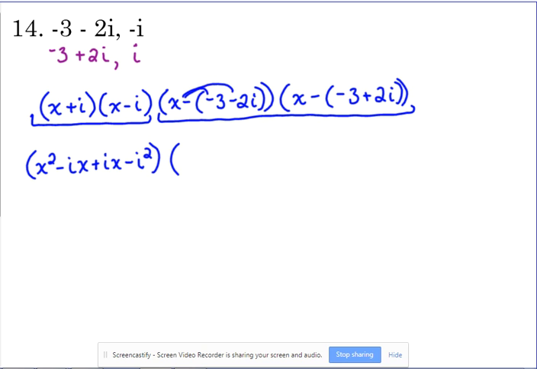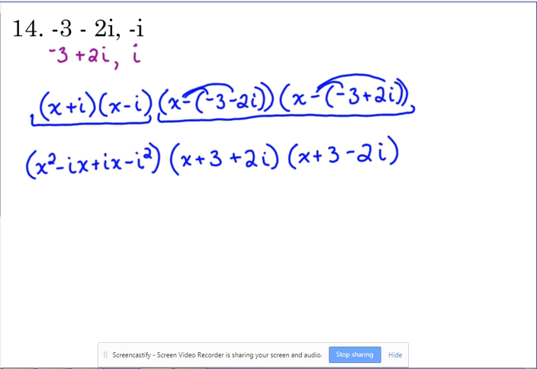As far as the parentheses that follow, I'm going to distribute my negatives, so that becomes x plus 3 plus 2i and x plus 3 minus 2i. Try not to do too many different things at one time so you don't get confused.